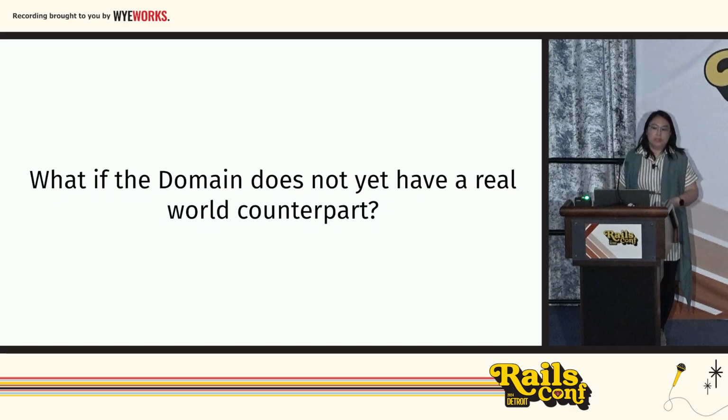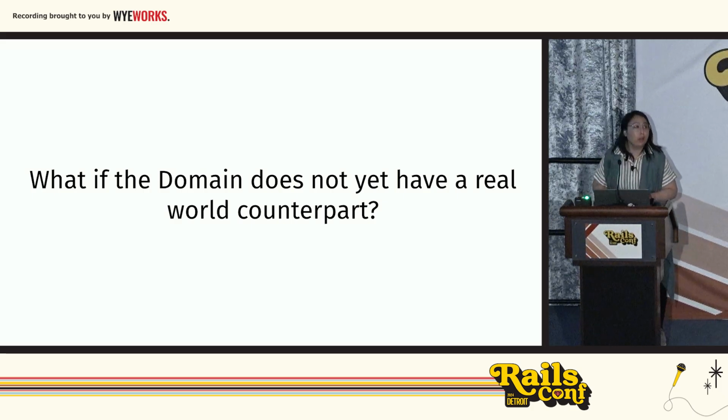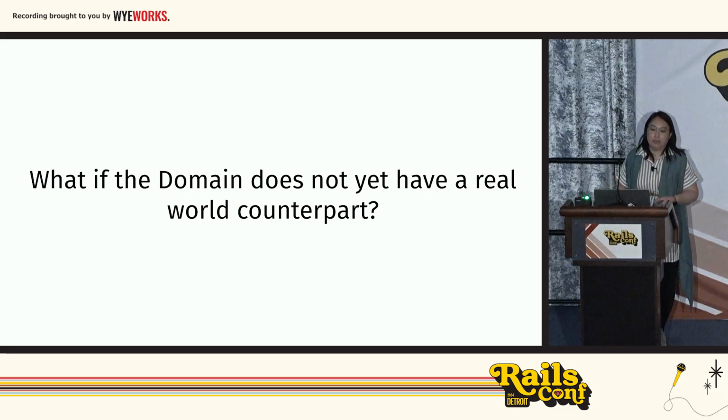And this is all well and good with established business domains, but we work in a field of innovation, and the code we write may actually lead to the creation of new domains. Think of social media, right? That didn't exist. That didn't have a counterpart in the real world. So how do we choose names in this context?